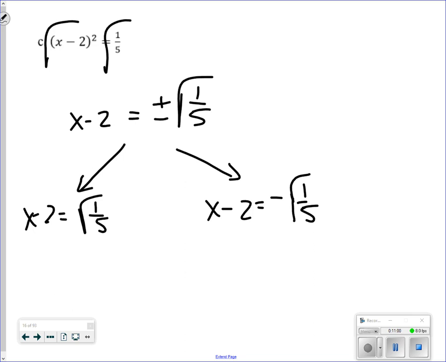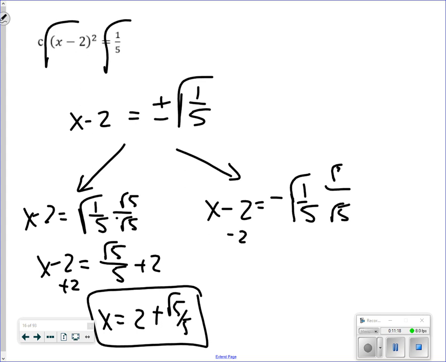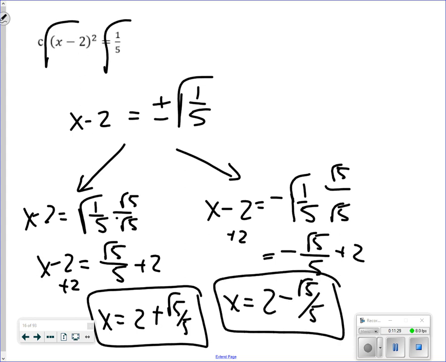Now, I need to rationalize. So x minus 2 equals, I'm going to multiply both top and bottom by the square root of 5. And then I'm going to add 2. So 2 plus the square root of 5 over 5. Next one, I'm going to rationalize. So I'm going to multiply both top and bottom by the square root of 5. And then I'm going to add 2. So I got a positive 2 and a minus square root of 5 over 5.